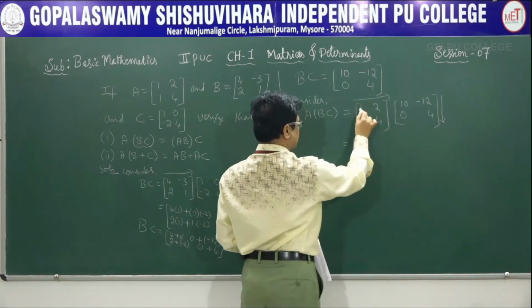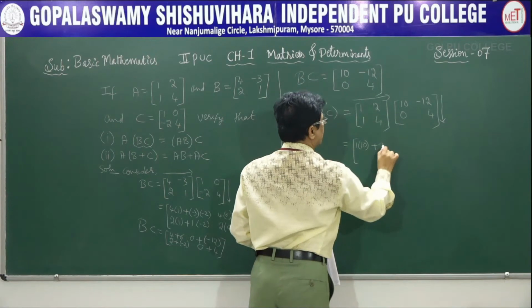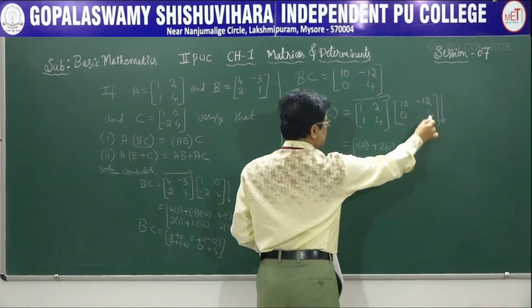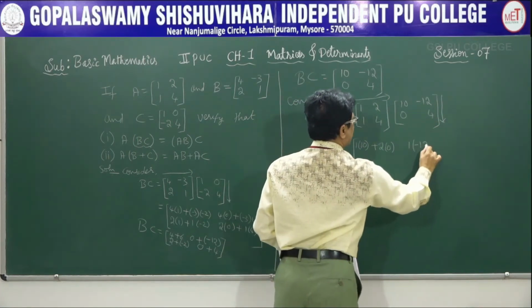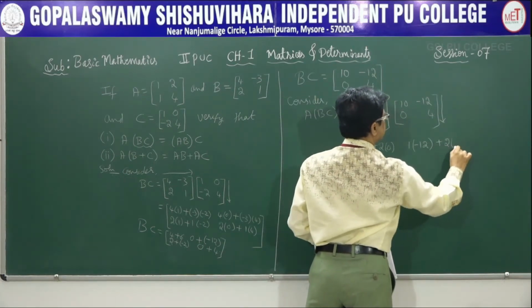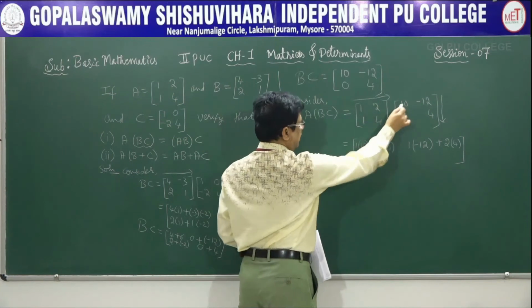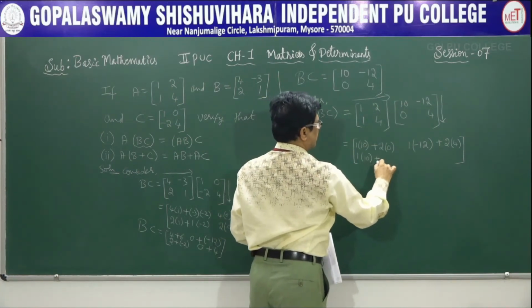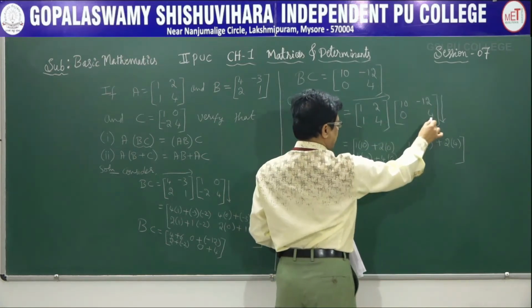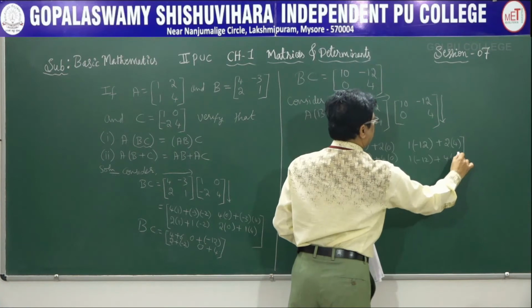First row into first column, 1 into 10 plus 2 into 0. Next, first row into second column, 1 into minus 12 plus 2 into 4. Next, 1 into 10 plus 4 into 0. Second row into second column, that is 1 into minus 12 plus 4 into 4.